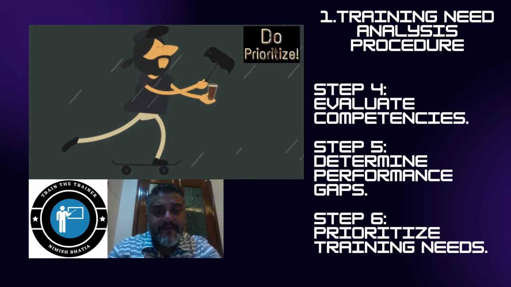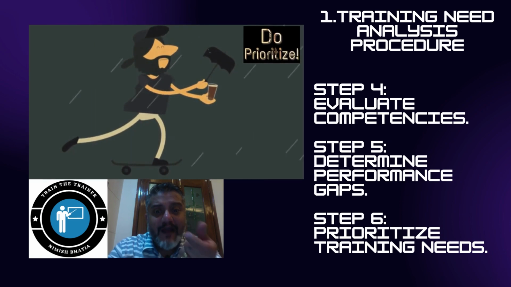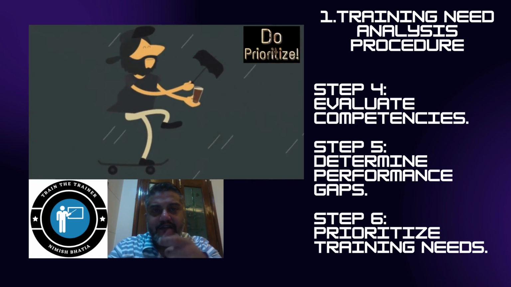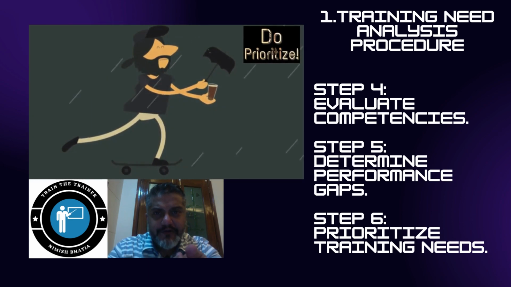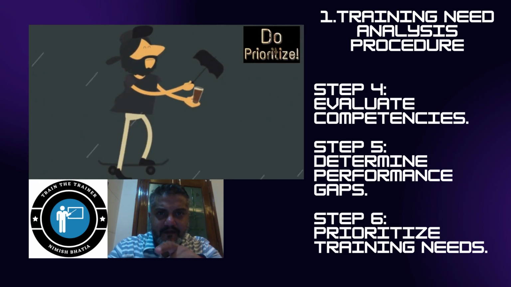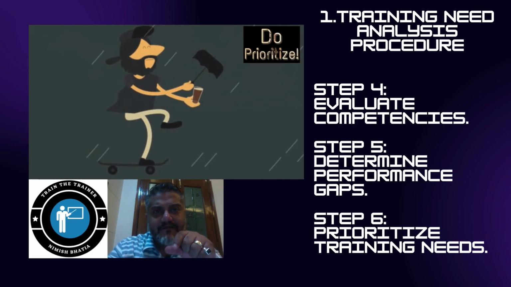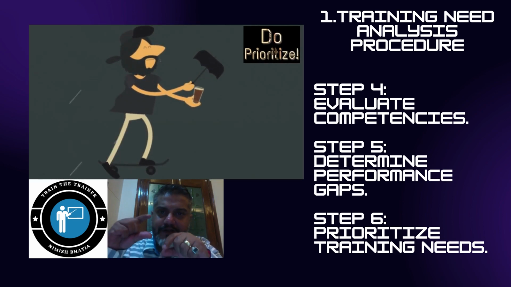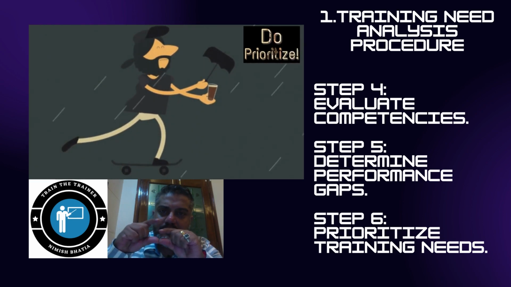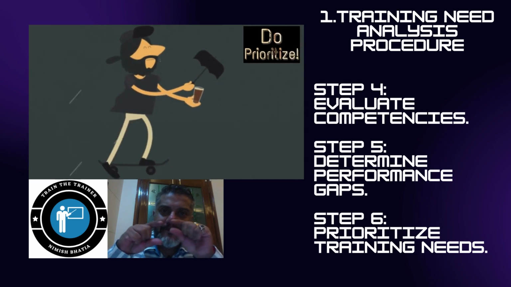Step 4, evaluate the existing staff competencies so that you know which are the competencies where there is more gap. You can do it through competency evaluations. There are a lot of evaluations, and I guess in future videos we are going to cover them as well. And there are a lot of tests and assessments also which are possible. Then step 5 is determining the performance gaps. Once you know how much you need, then you evaluate how much you have, and then where the gap is.